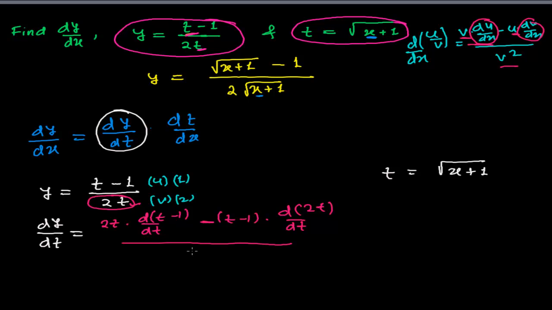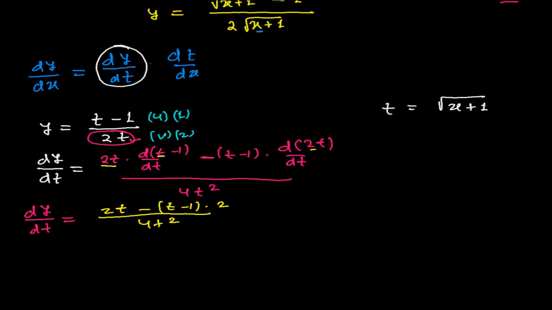Here you can see the square of the second function, that is 4t square, right? So now you can write dy over dt is equal to, see, it is 2t, and the derivative of t equals 1, and the derivative of this 1 equals 0, so it will be simply 2t minus, now this is t minus 1 times, this is 2t, so 2 is a coefficient, it will come outside, and the derivative of this t with respect to t is 1, so there is no necessity to write 1, and then the whole divided by 4t square, 4t square.